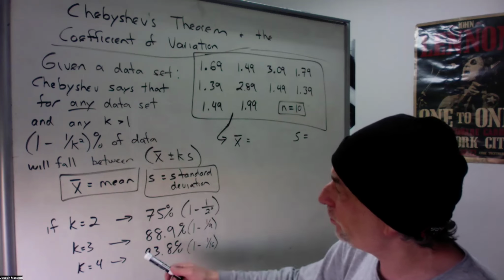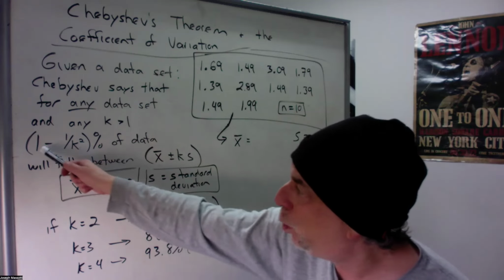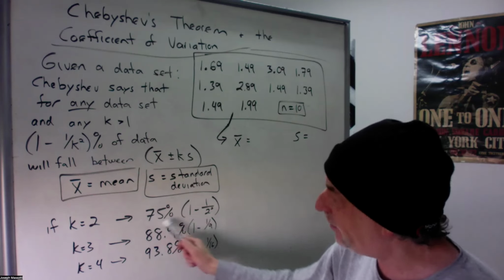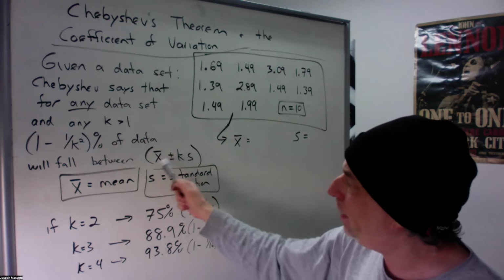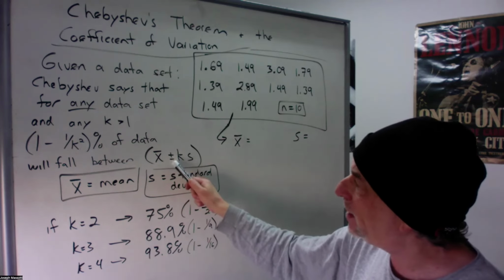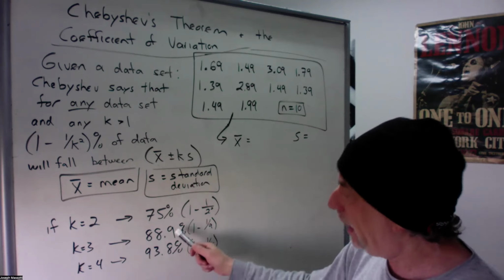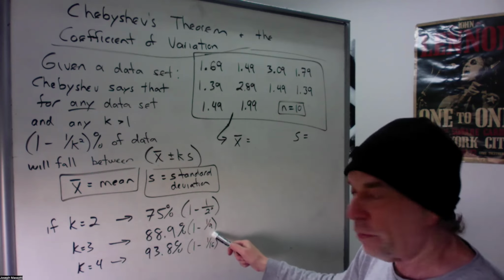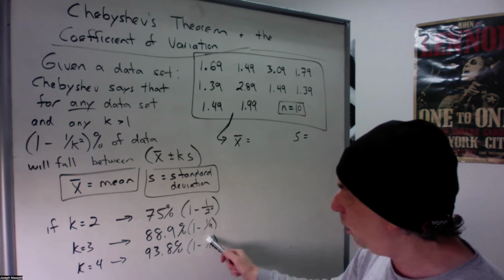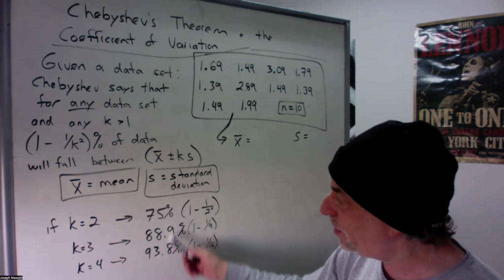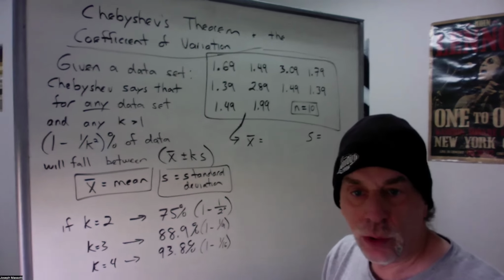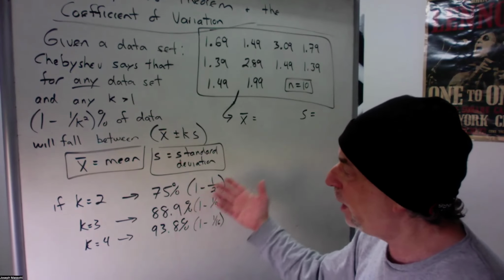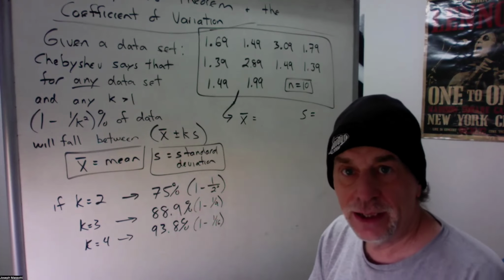So this guy Chebyshev tells us if k is 2, 1 minus 1 over 2 squared, or 1 minus 1/4, leaves us with 75% of the data will be in this interval of the mean plus and minus 2 standard deviations. 88.9% if we use 3 standard deviations, 1 minus 1 over 3 squared, and 1 minus 1 over 4 squared for 4 standard deviations. And those are usually the only levels that we're going to look at when we do Chebyshev's theorem.